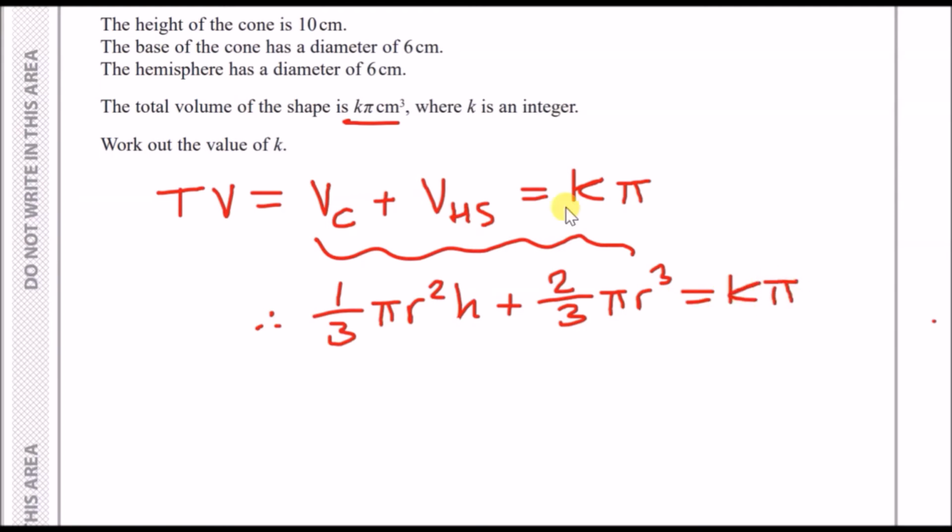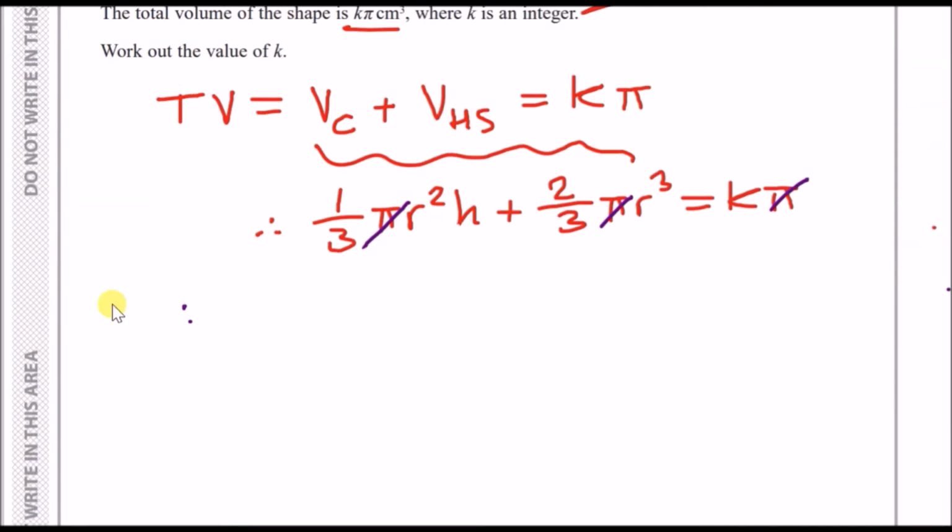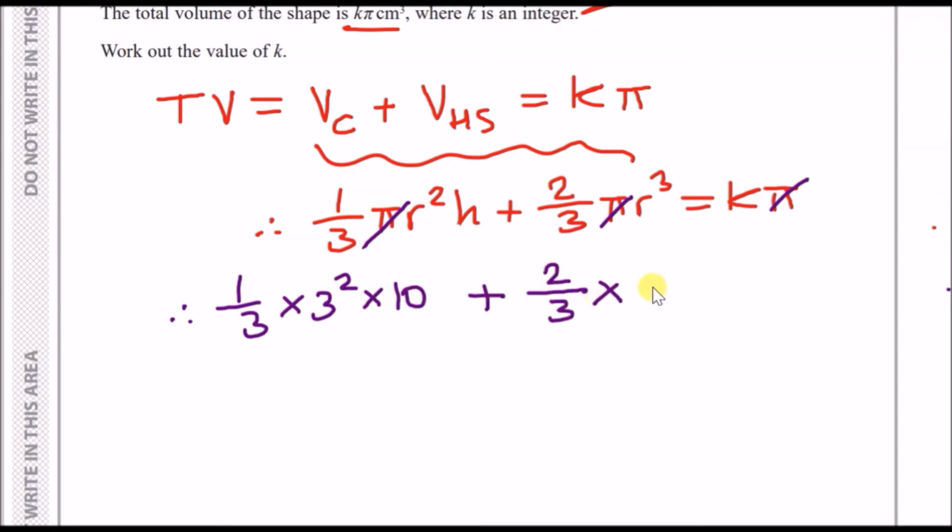Now, before we move on, let's try and simplify this, yeah? It states here that the cone is 10, the diameter is 6, in other words, the radius is 3. If you drop these values in, and if we just knock out the pi's here, because look, we've got pi's everywhere, you can just remove them now. Now we just drop in the values, replacing r and h with what you know. So we've got a third, times 3 squared times 10, plus 2/3, and then r again is 3, so 3 to the power of 3, equals k.